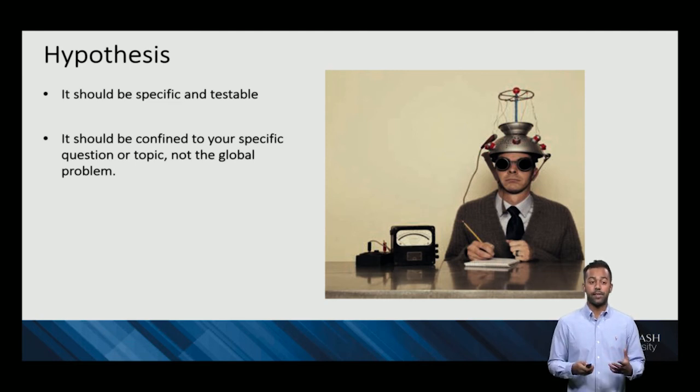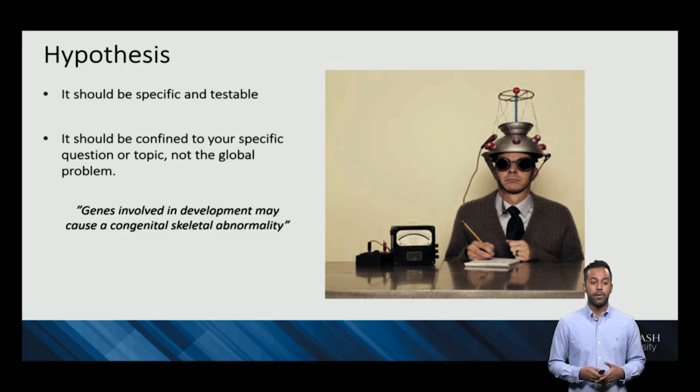We need to be able to test it. So an example of a hypothesis might be that genes involved in development may cause a congenital skeletal abnormality. Now this is a very broad hypothesis. Genes, we could be talking about any gene here, and congenital skeletal abnormality, that is a very broad term for a bunch of skeletal pathologies that occur during development. So it's not a very good hypothesis.